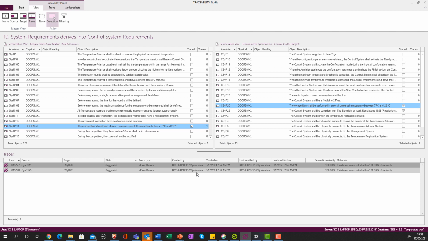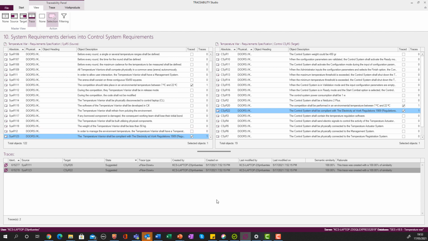Remember the use of synonyms, the use of different modal verbs. All this is implemented in the tool, right? And in here I am speaking about the temperature warrior, which is the name of the full top level system, while in here I'm speaking about the same action or the same constraint, but in this case it is for the control system, which is a child in the PBS.